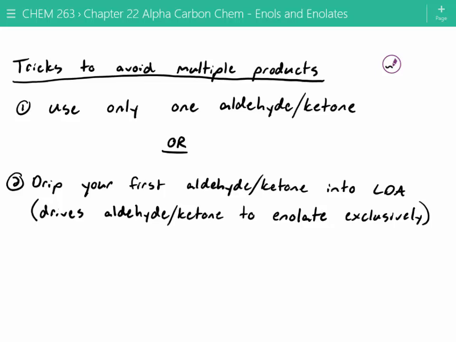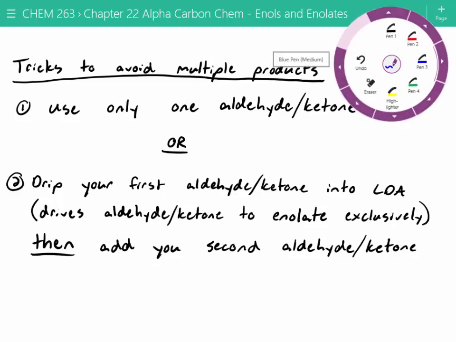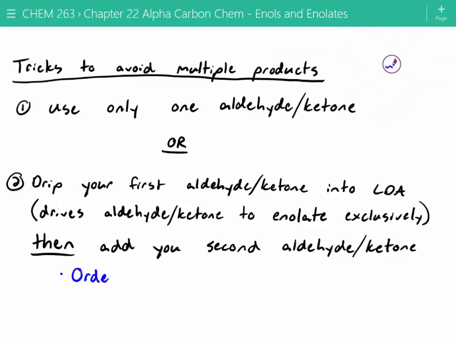All right, now that you've formed your enolate, then you can add in your second aldehyde or ketone. So in this case, you're making your enolate exclusively in the first step, and then in your second step, you're adding in your second aldehyde or ketone. This is not a shake and bake, pour it all in and mix it reaction. This actually has to have very careful order of addition. So that's one key thing I want you guys to take away from this, is that order of addition is key.